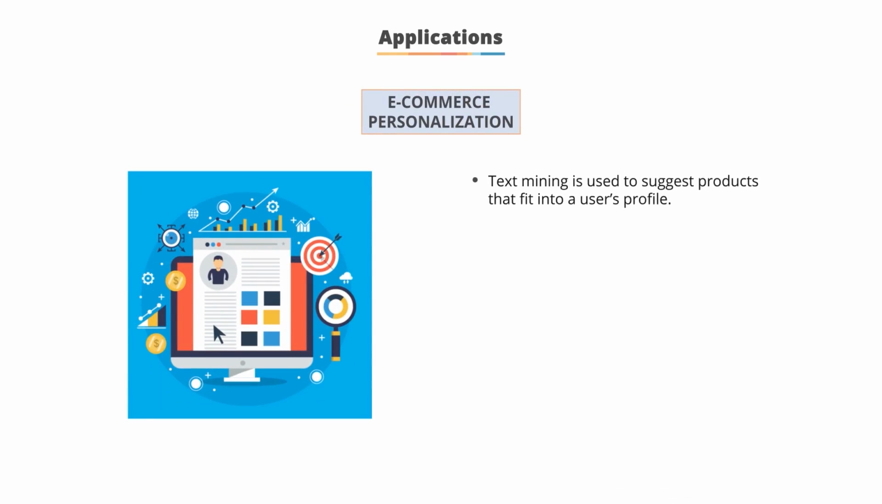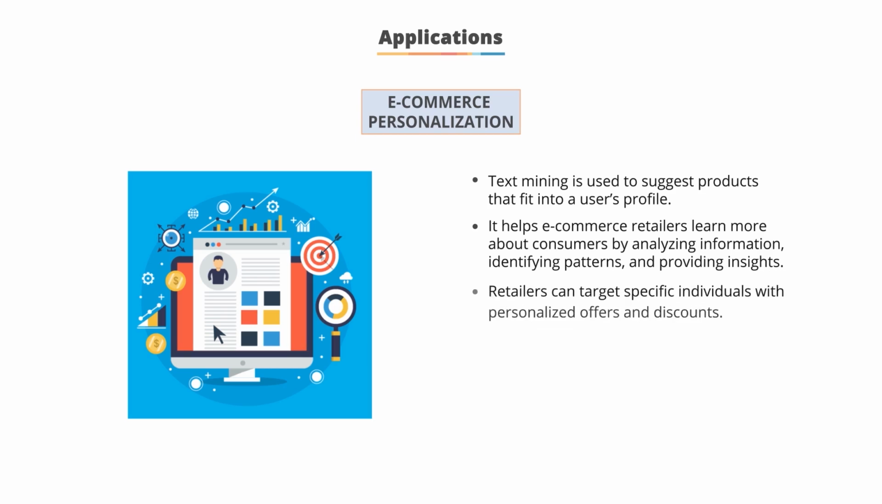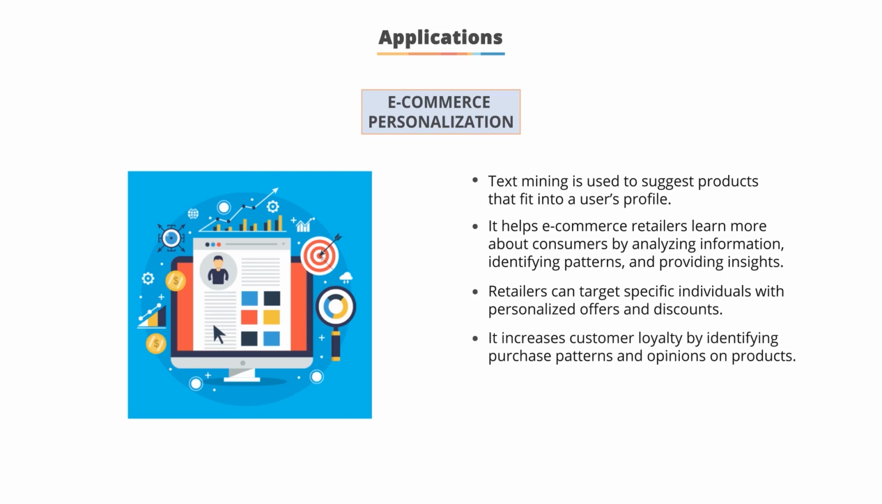E-commerce personalization. Text mining is used to suggest products that fit into a user's profile. Text mining is increasingly being used by e-commerce retailers to learn more about the consumers, as it is the process of analyzing textual information in order to identify patterns and gain insights. E-commerce retailers can target specific individuals or segments with personalized offers and discounts to boost sales and increase customer loyalty by identifying customer purchase patterns and opinions on particular products.